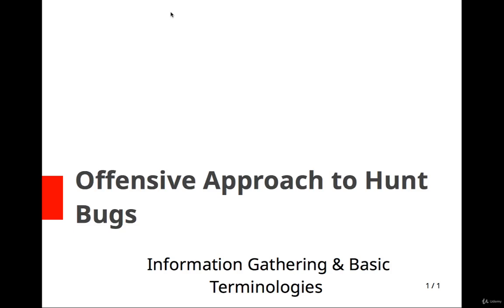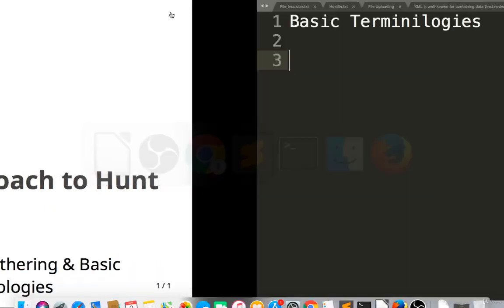Now we will see information gathering and basic terminologies. Before we keep our hands on bug bounty hunting, we have to know something. We have to know about the terminologies. We have to gather information about the target, about the server, about the applications. Every single detail you have to gather about the target. So first we will see basic terminology.